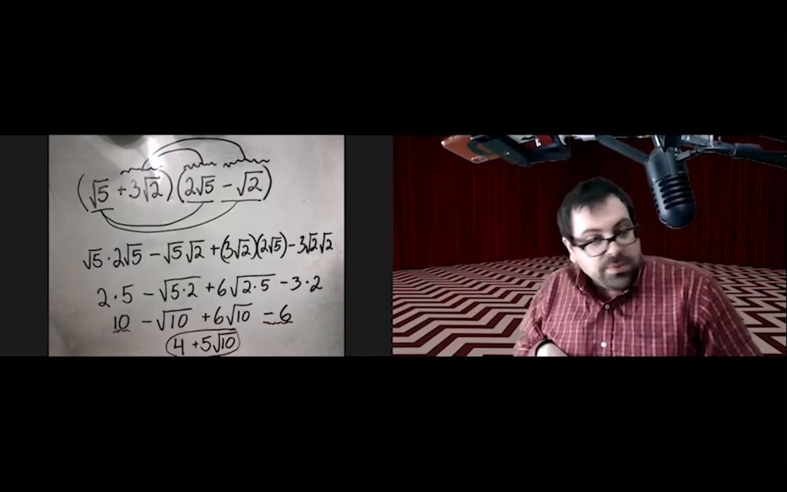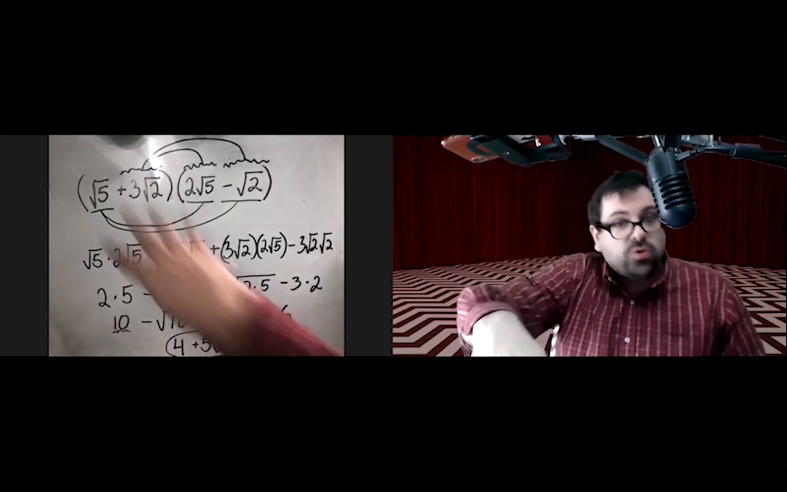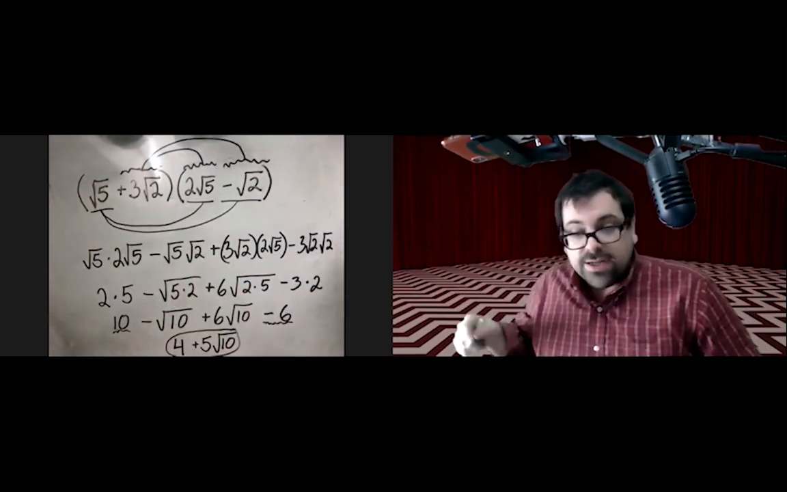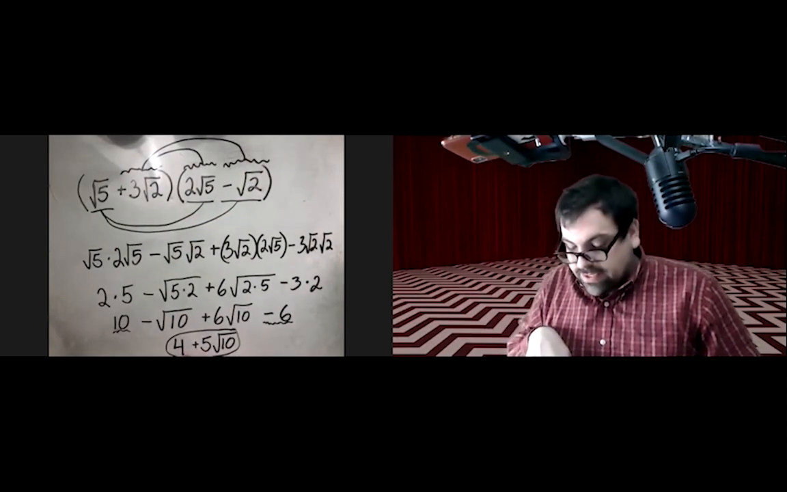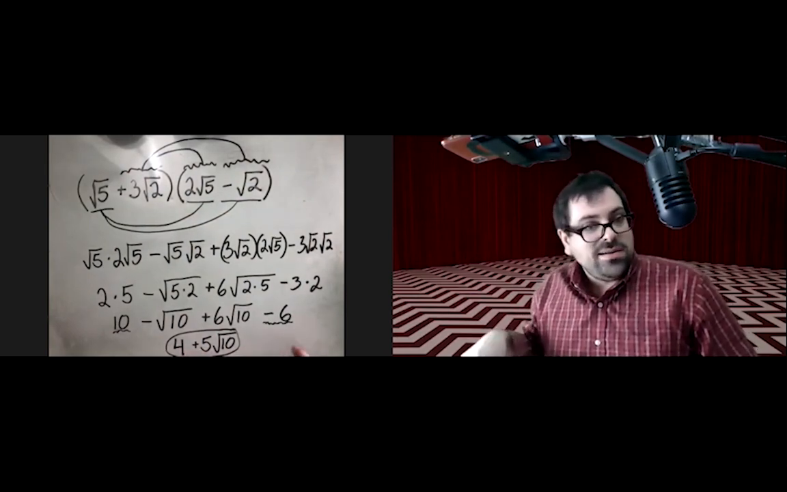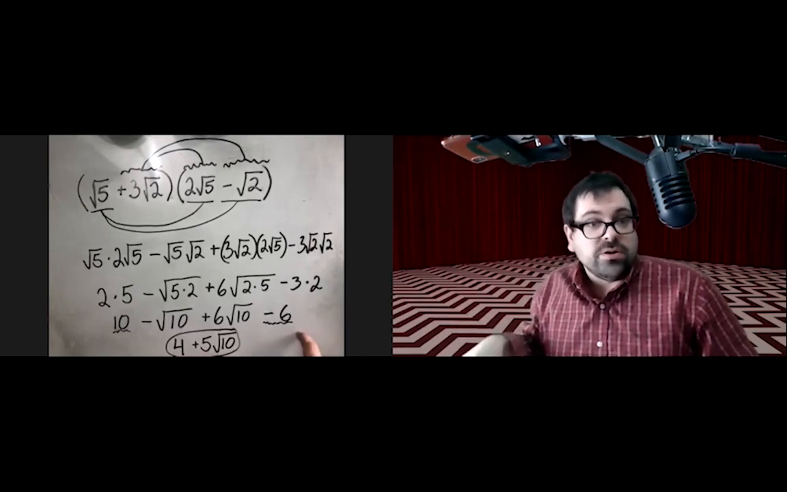If you see this 4 plus 5 and you think that means that you need to make it a 9, you deserve no credit on the entire problem. Honestly, if you got through every bit of it and then came to the end and said 4 plus 5 is 9, so 9 radical 10, you would get no credit and you would deserve no credit.